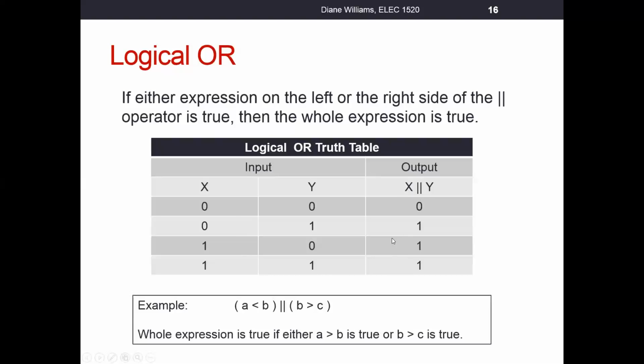So we see here, we had a true input. Here both inputs were true. The output is true. So you only need one or the other to be true. Down here, same expression, but now with the or operator. This expression will be true if A is less than B or if B is greater than C. When both are true, the whole thing's true.